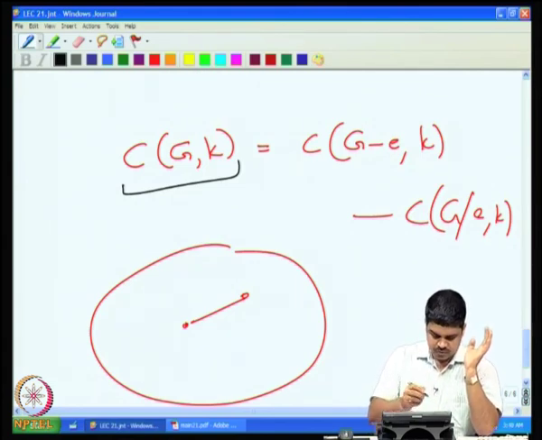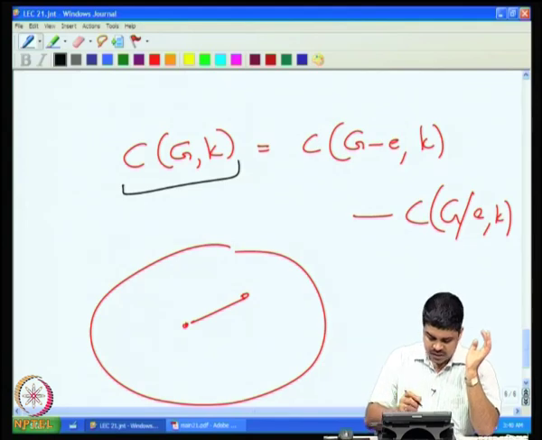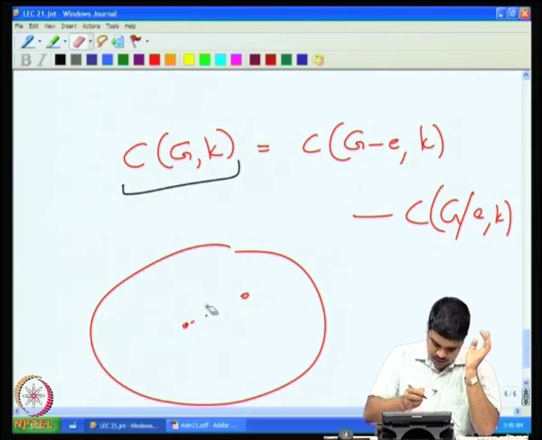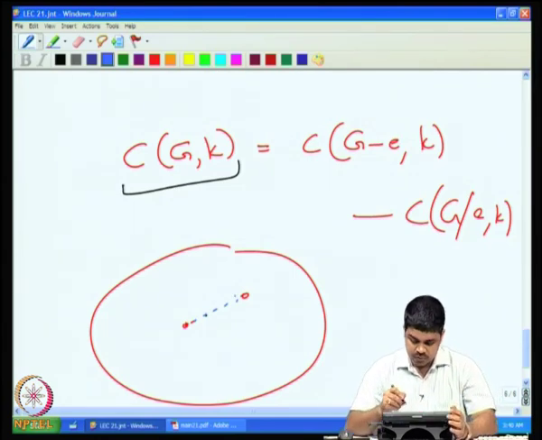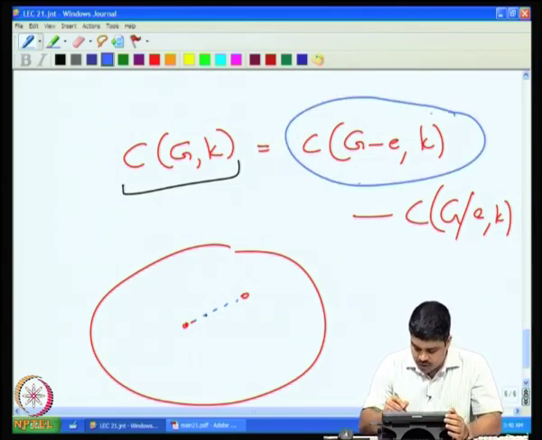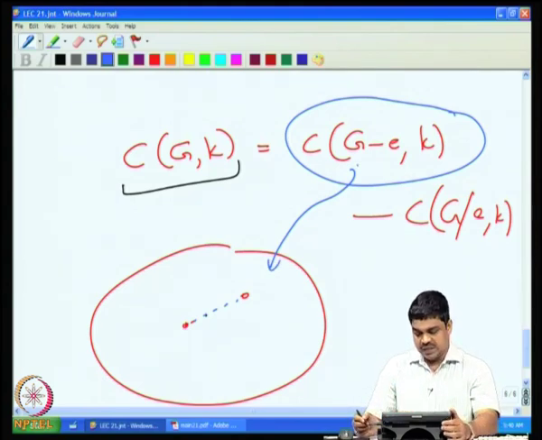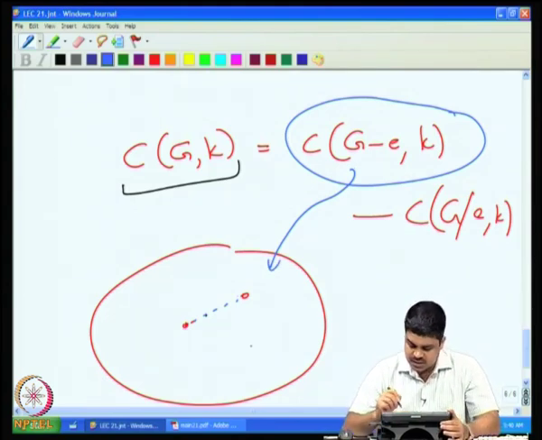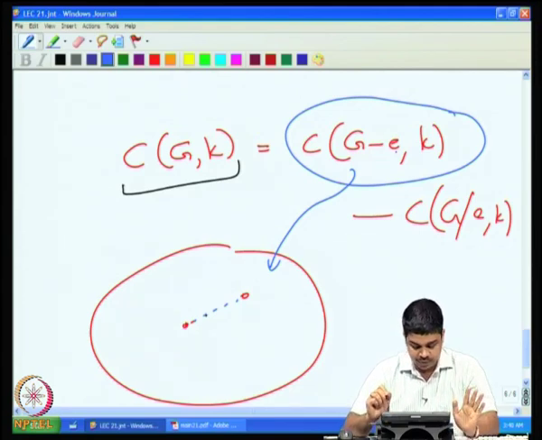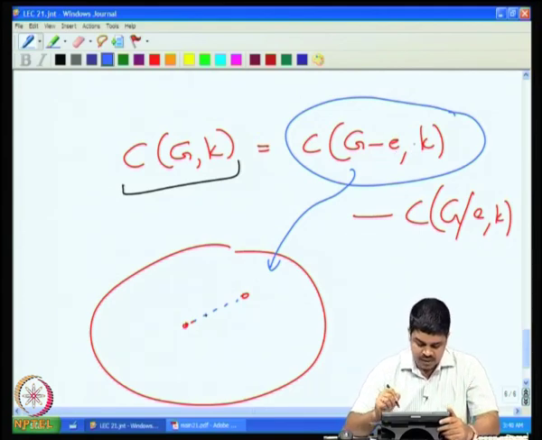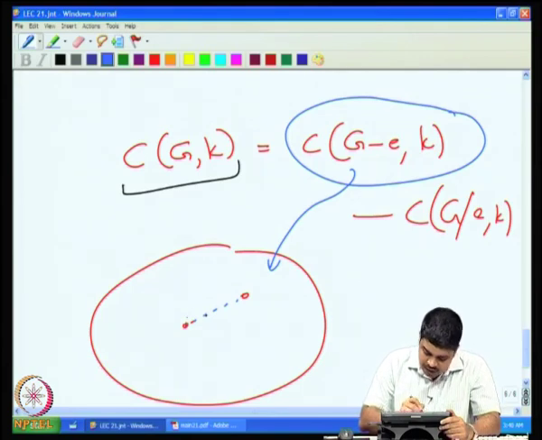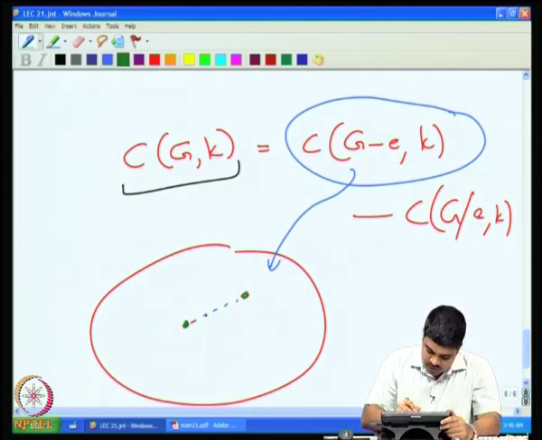You can first try to remove this edge, for instance. Say this edge is removed, and now you consider all the K colorings of G minus e. After removing this, these colorings can be considered in two different ways. Among the colorings of G minus e, some colorings will give the same color to both endpoints. So this and this will get the same color.